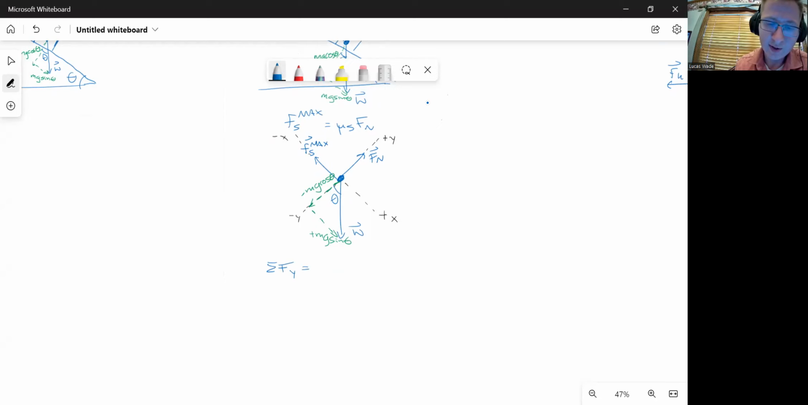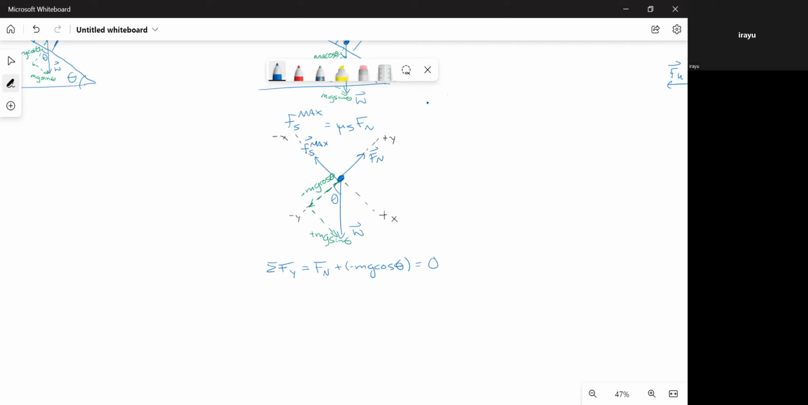But what are the forces along the y direction? The normal force and the negative mg cosine theta. And all of that should be equal to what? 0. And why 0? Because the block's not moving in the y direction. Mm-hmm. And to be neurotic about it, it's not accelerating in the y direction because it is at rest as far as the y direction is concerned.